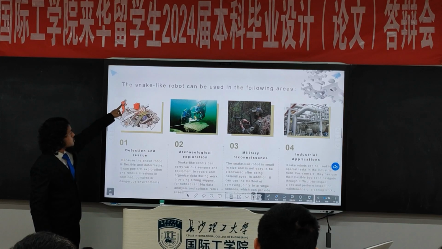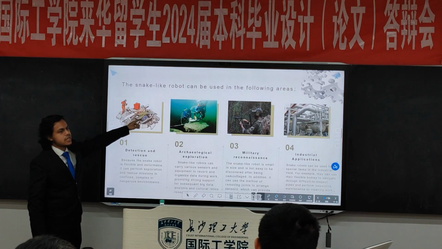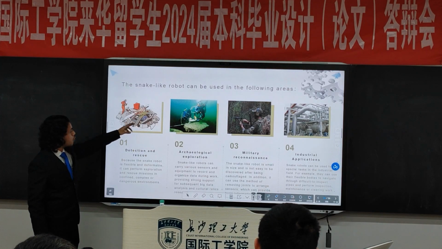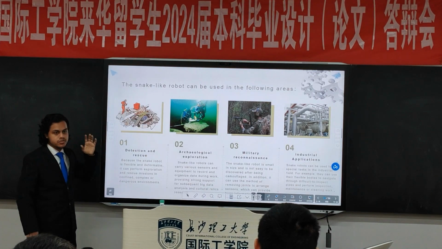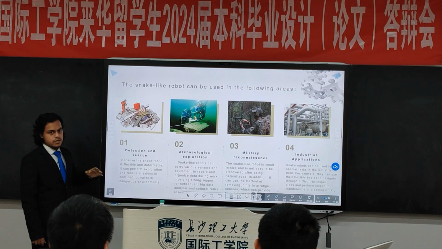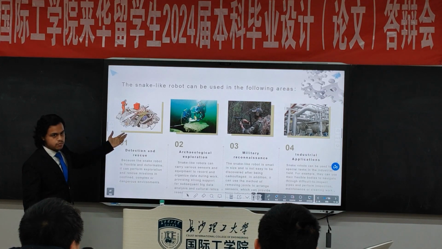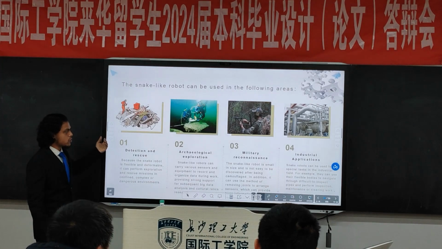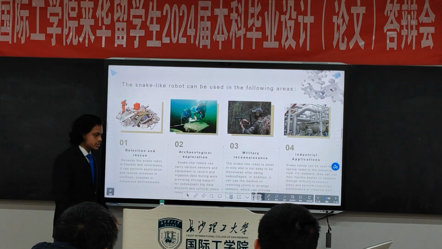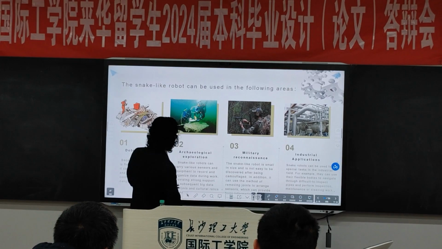But how can we detect by sensor? The snake can enter and give a signal that somebody is trapped there. So how the snake can enter such a very complex place, to do that we need to think a lot, and it was really very challenging for us. So that's the aim, to detect people under rock or construction.